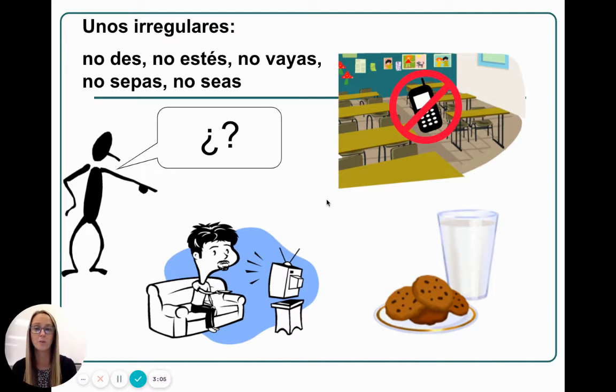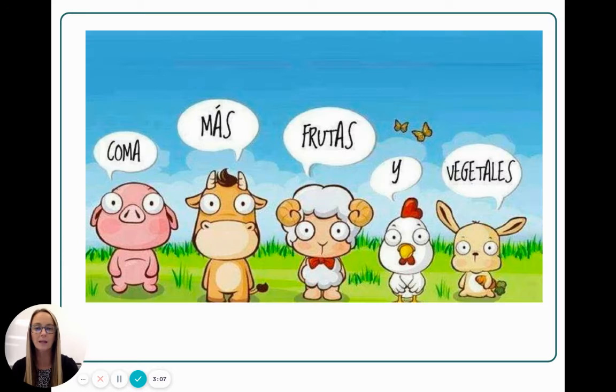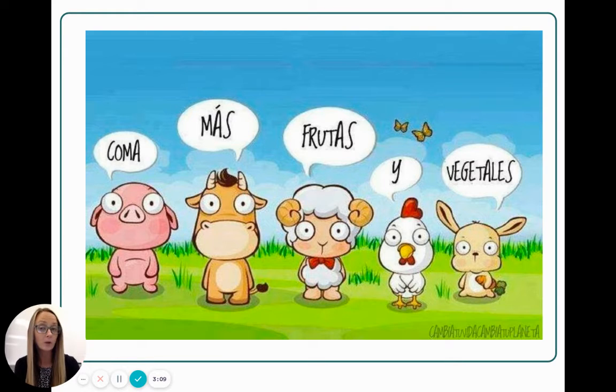So the process with an affirmative and a negative was quite different, right? Well, today we head into formal commands and the process is actually the same, whether it's affirmative or negative. So here's an example. Coma más frutas y vegetales. See, eat more fruits and veggies, but it's coma and not come. We just said it was come.